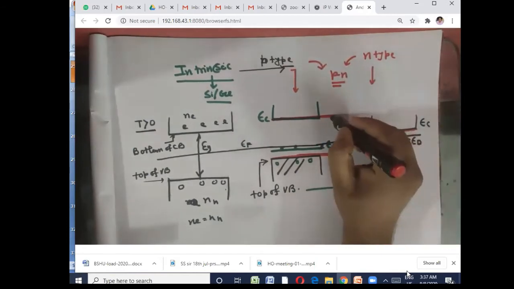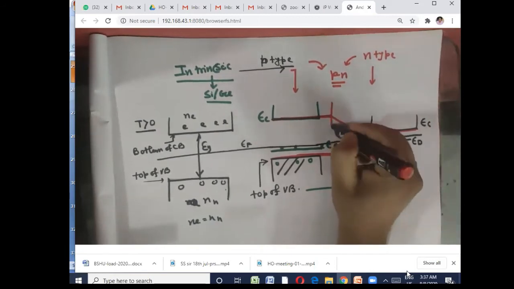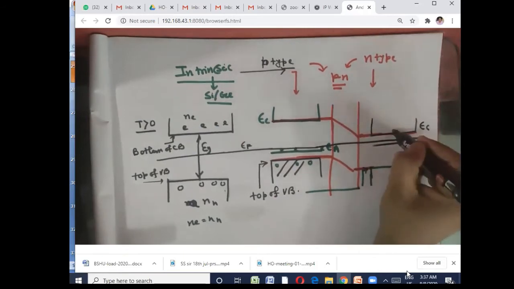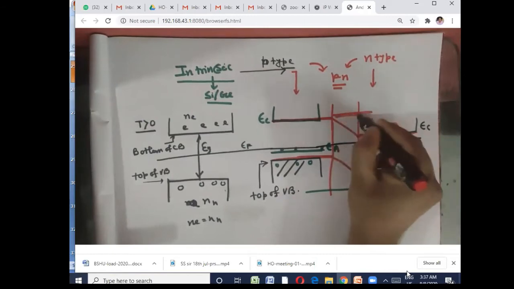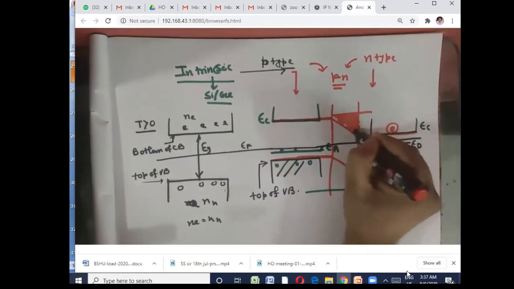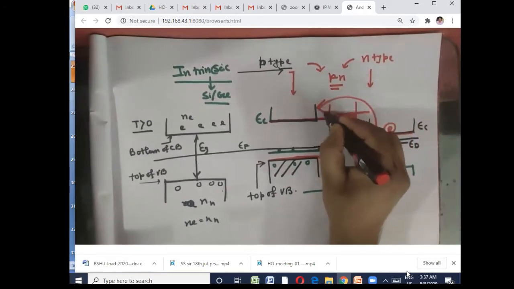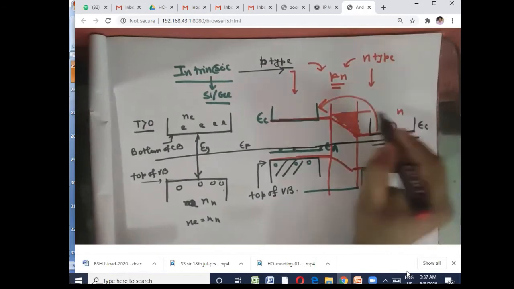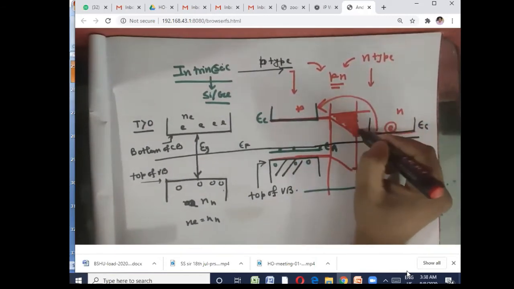What would happen if you join it? You see it is like this much. You are joining it. So the moment you join the p side and n side, if you have got an electron here, in front of the electron you are creating a voltage barrier of this much height. That means the electron can go from the n side to the p side if and only if it has more energy than this barrier height.